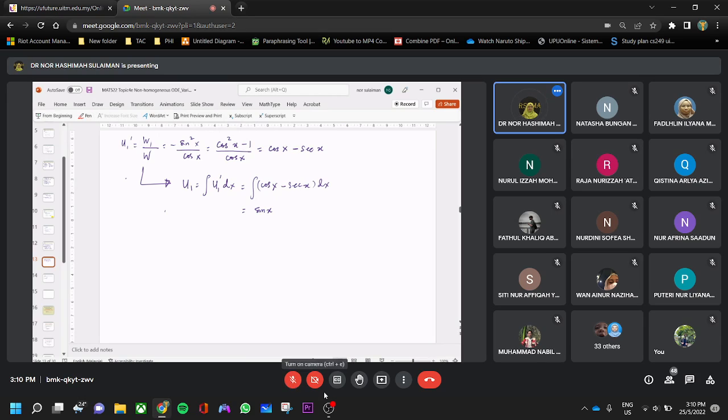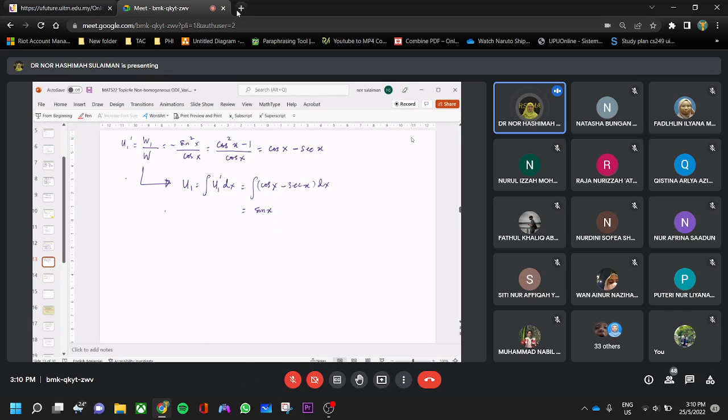Sin x, kan? Kalau bezakan sin dapat cos, bezakan cos dapat negatif sin, betul? Bezakan sin dapat cos. So integratekan cos dapat sin lah kan? Okay, integration of secant x dapat apa?